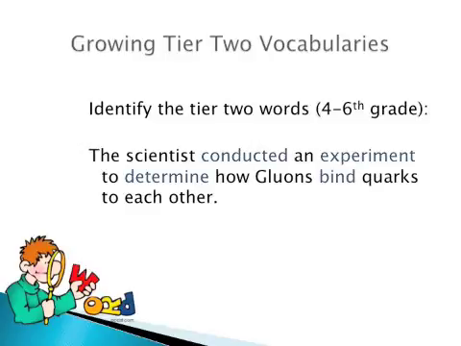Did you identify conducted, experiment, determine, and bind? Those are all 2-tier words. They are common and can be defined by 1-tier words. Gluons and quarks are considered 3rd-tier words because they are content-specific. You can find several 2-tier word lists online by using any search engine.